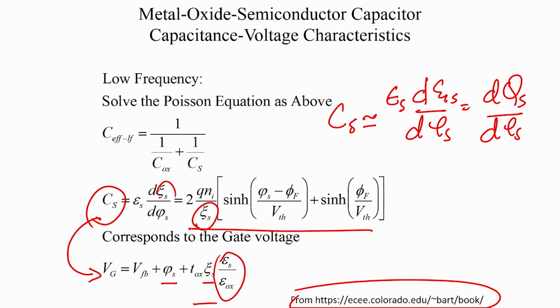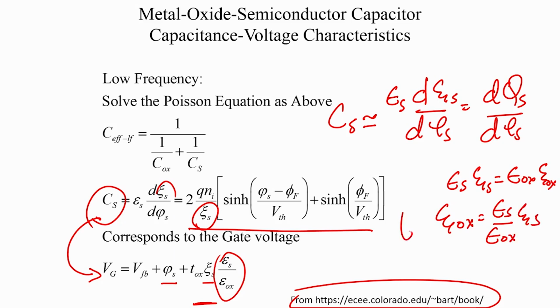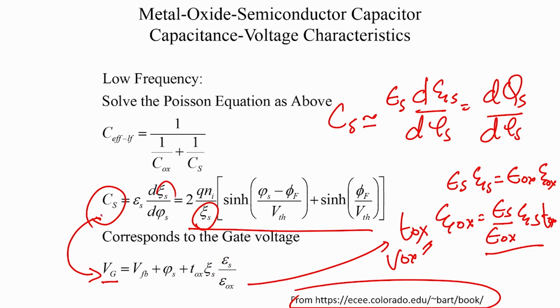And what is this particular term? It is representing your Vox, right. Since epsilon s into electric field in the semiconductor is equal to epsilon ox into electric field in the oxide, the oxide electric field is written as epsilon s by epsilon ox into the semiconductor field, and epsilon ox into T ox is basically your Vox, and therefore, this term represents Vox. So, you have Vg that corresponds to this. This Cs, this capacitance, corresponds to this Vg.